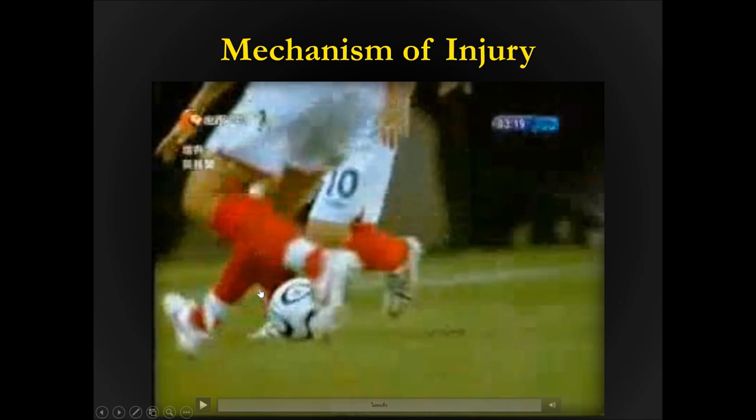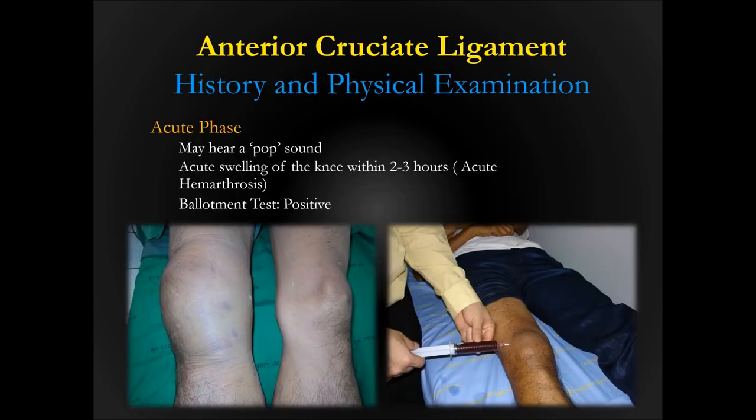Oh, it's not running. So this one is Michael Owen, the same mechanism of injury. He twists his knee. No one attacked him. He also has a torn ACL, meniscus, and collateral ligament, and he stopped his career after that. So when you have an ACL injury, the first thing the patient can feel is a pop.